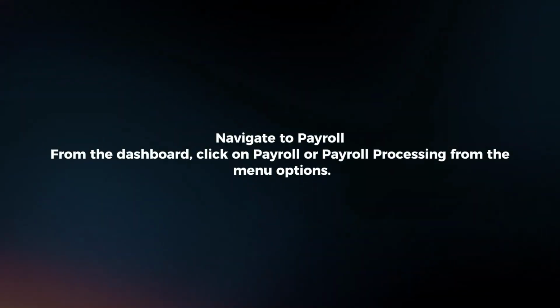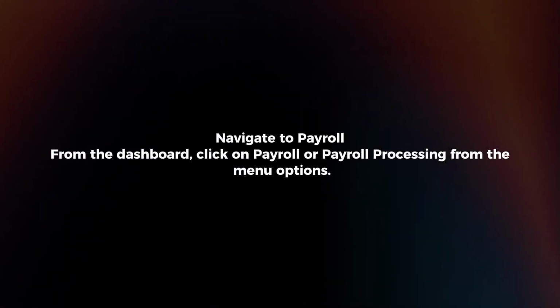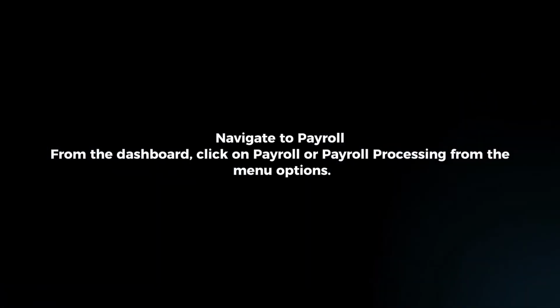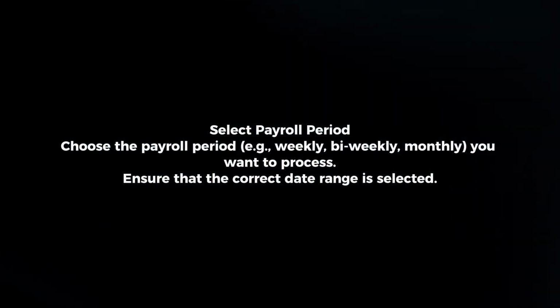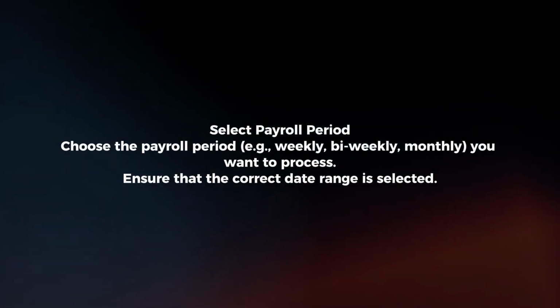Navigate to Payroll. From the dashboard, click on Payroll or Payroll Processing from the menu options. Select Payroll Period. Choose the payroll period you want to process. Ensure that the correct date range is selected.